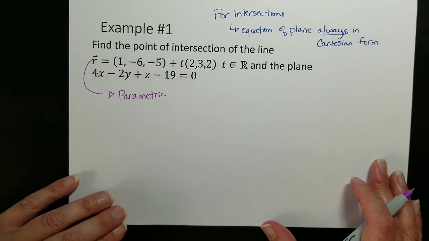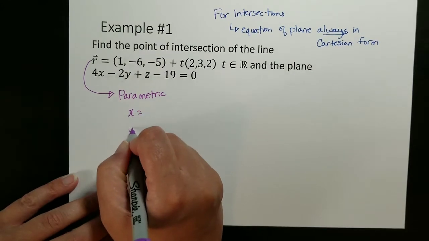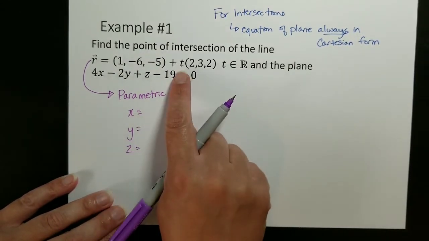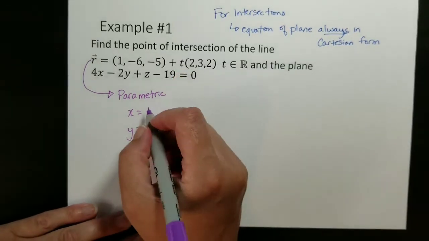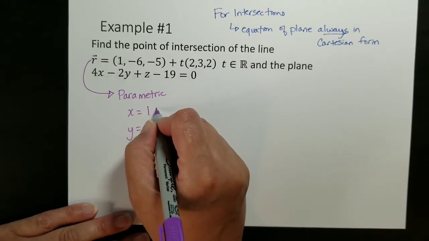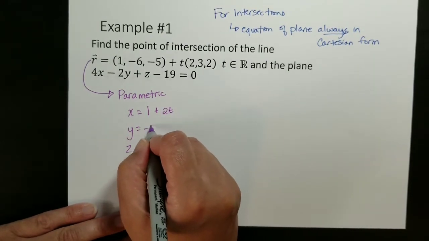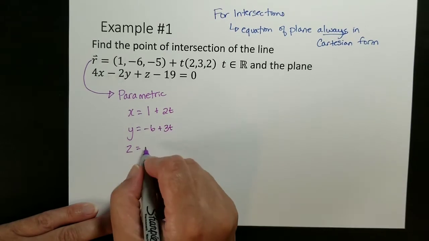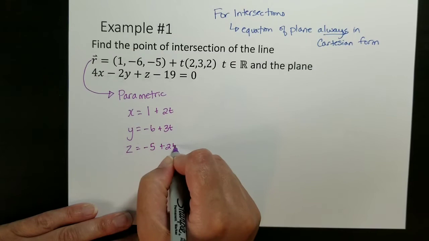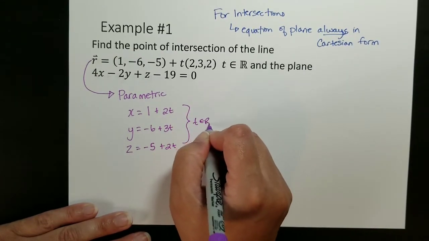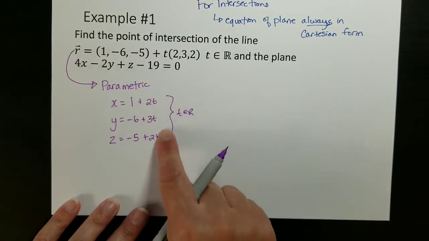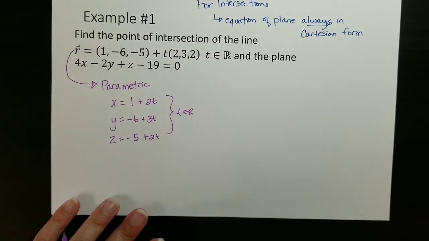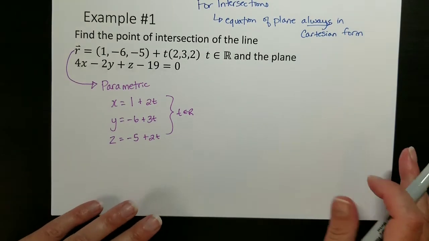Because here we would get the x, y, and z all in terms of one parameter of t. So we would have these all in terms of one variable. So x is 1 plus 2t, y is negative 6 plus 3t, and z is negative 5 plus 2t. And we know that t can be any real number. So what we're going to do is to sub these in for our x, y, and z into the equation of the plane and see if we can solve that for t.